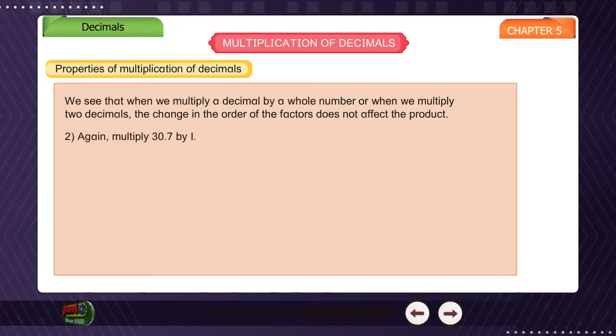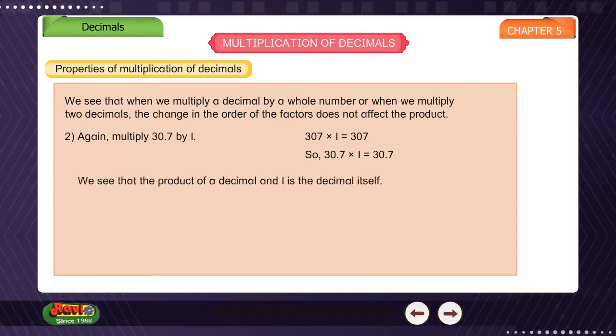2. Again, multiply 30.7 by 1. 307 into 1 is equal to 307. So, 30.7 into 1 is equal to 30.7. We see that the product of a decimal and 1 is the decimal itself.